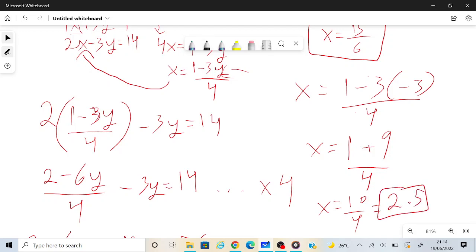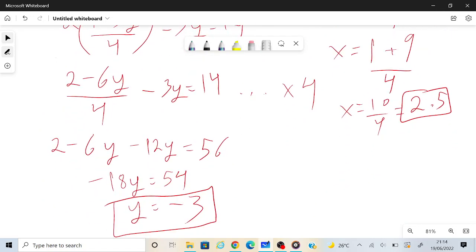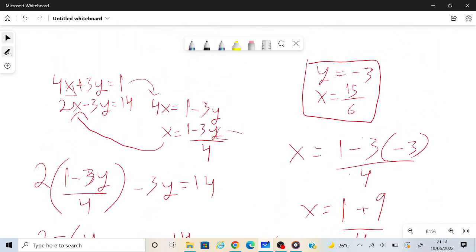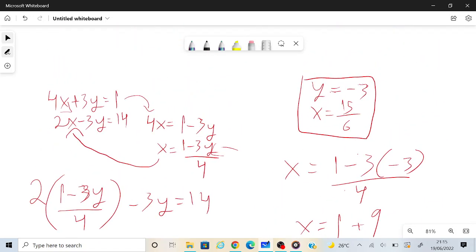And looking at the two values we got, x is 2.5 and y is minus 3, it's the same as we had gotten from the elimination method. So as you can see, even though the substitution method is the longer one, it is still effective, but in exam conditions, of course, you want to make sure that you save time. So in this scenario, I would learn the elimination method.